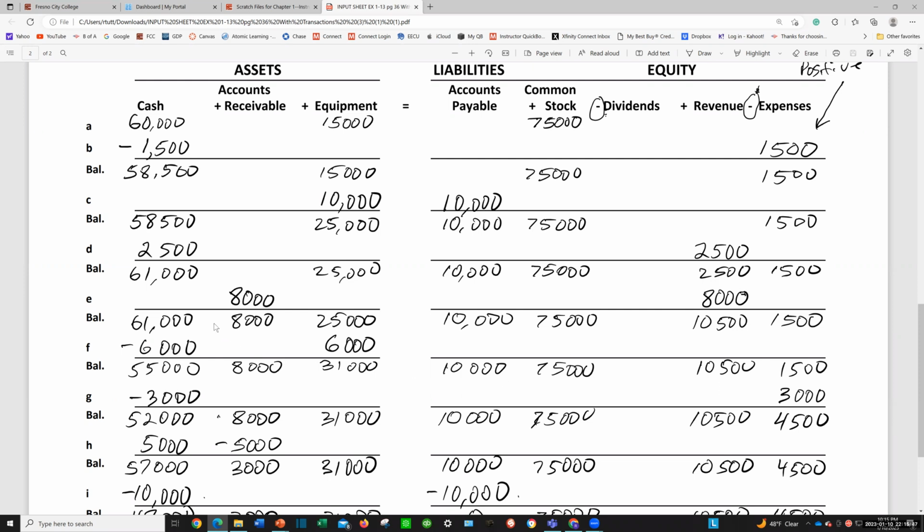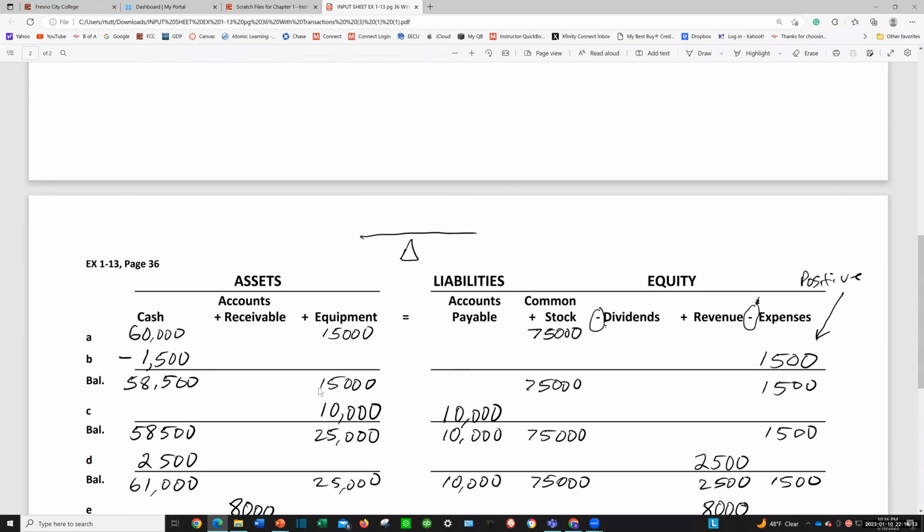Let's go ahead and bring down our balance. 61,000, 8,000, 25,000, 10,000, 75,000, 10,500, 1,500. Okay, let's do F.